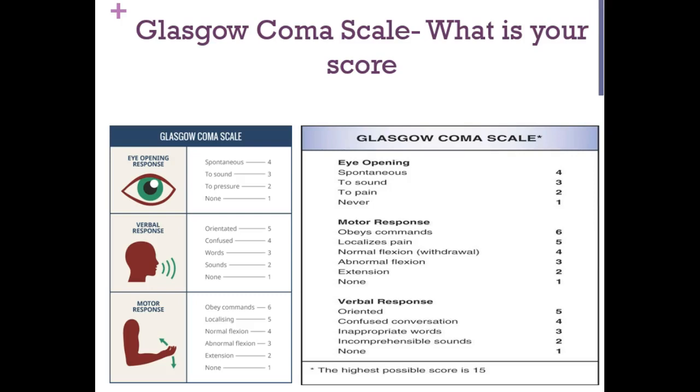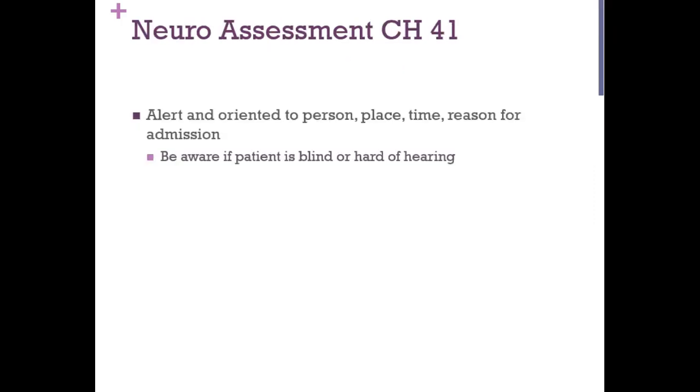So it's also found in figure 41-9 on page 850. I'm sure that you guys are all aware of the neuro assessment, so let's begin some more. You're aware of asking your patient if they're alert and oriented to person, place, and time, and reason for admission, or you can say event. Either or is acceptable. Make sure that you are staying tuned into your patient and making sure you see or ask them if they're blind in one eye or the other, or both, or if they're hard of hearing in both ears or one or the other, so we can put those devices in to help them.